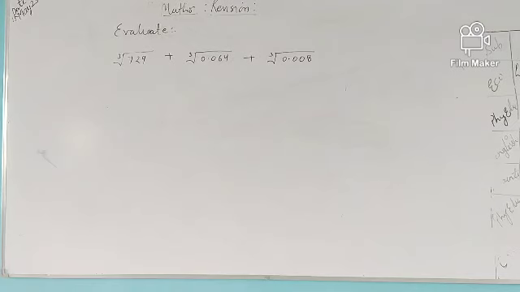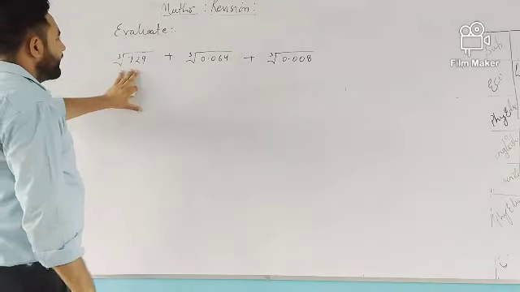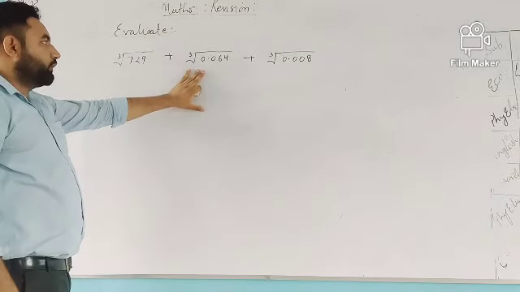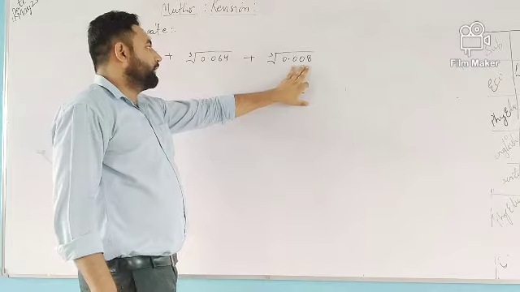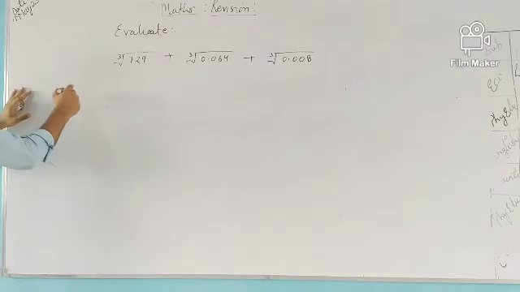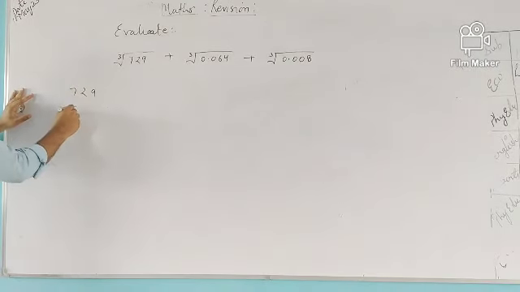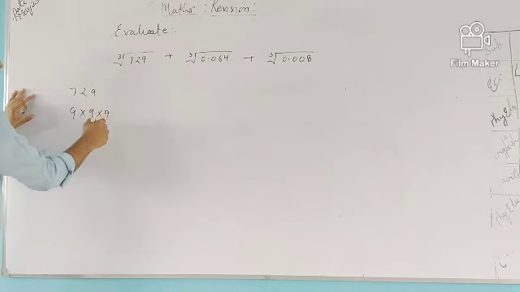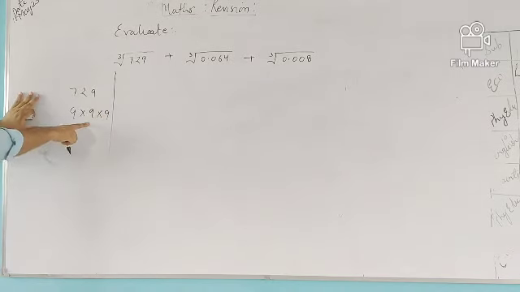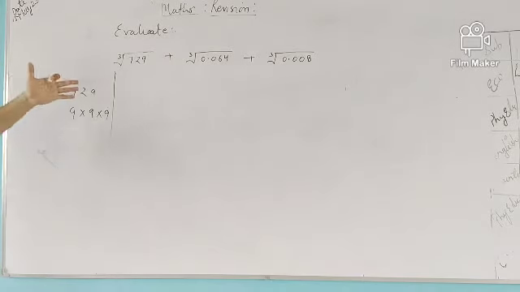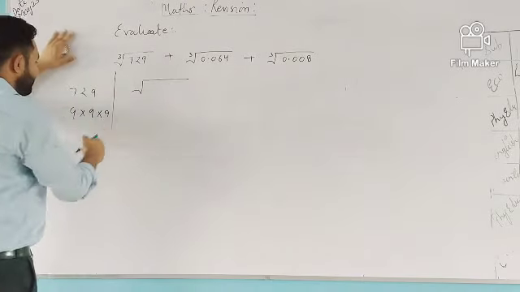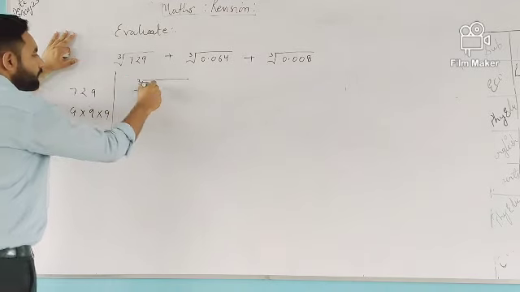You have to evaluate cube root of 729 plus cube root of 0.064 plus cube root of 0.008. 729 can be written as 9 into 9 into 9. So we'll write here cube root of 9 multiply 9 multiply 9.